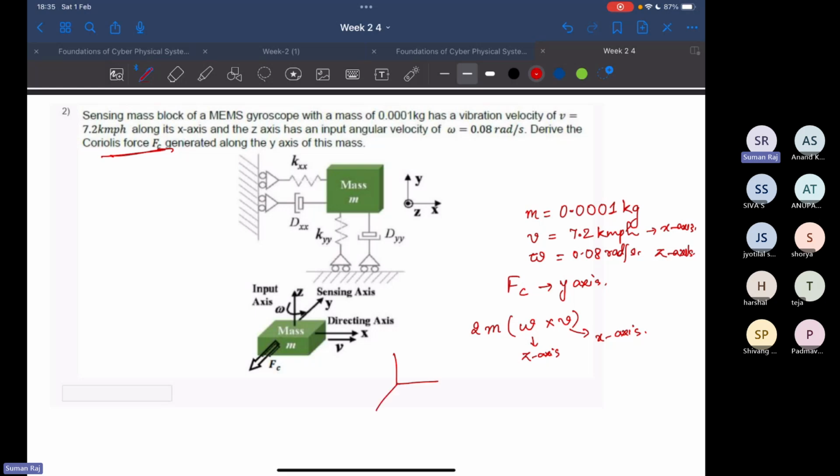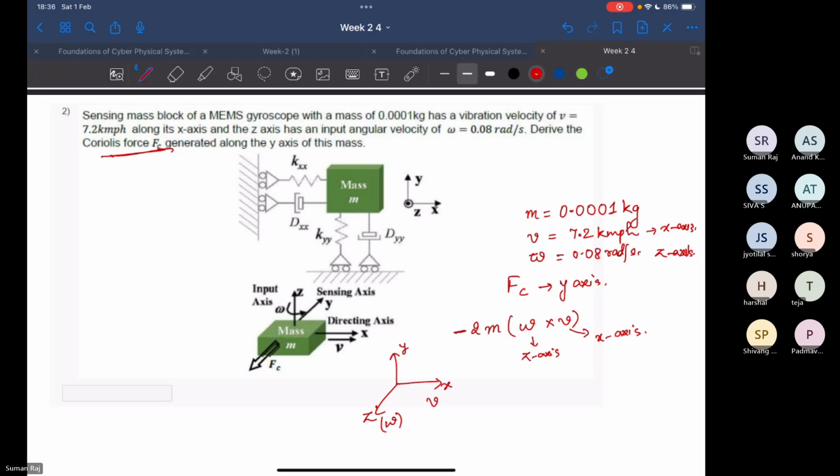Let me just confirm it. So this is your x, this is your y, and this is your z, let's say. Then your x-axis is having V, and your omega is in the z-axis. So z cross x is actually going in the positive y itself. Okay, so I think the minus is always there whenever we have omega cross V.